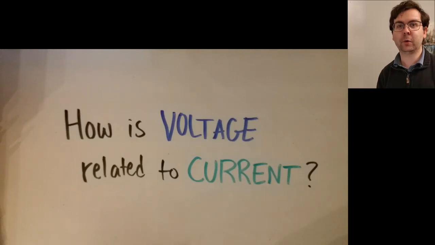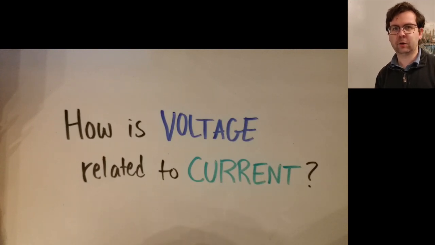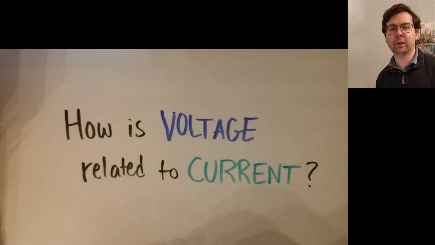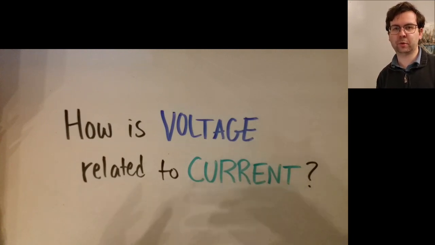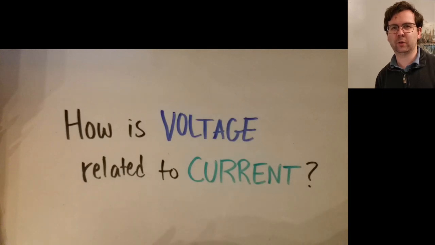Hi, this video is about the relationship between electrical voltage and current in physics. Now, voltage is the difference in electric potential energy or electric potential between 2 points. And then current is how quickly electricity can flow through a circuit.